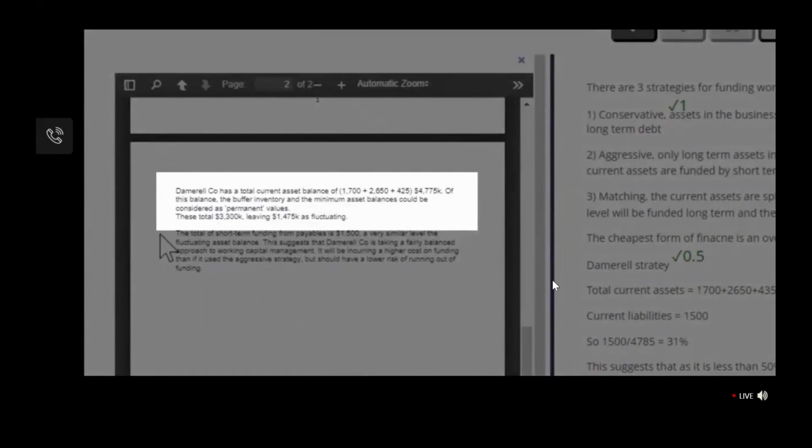Looking at the model answer, you can see that this would mean that 3.3 is permanent in the business, and that would leave 1.475 as fluctuating. And as the fluctuating matches the current liabilities of 1.5, then that would mean we're funding the fluctuating current assets with short-term funds being current liabilities, and therefore we must be funding the remaining, which are the permanent current assets, with long-term funds. This would mean they're using a matching approach to funding.